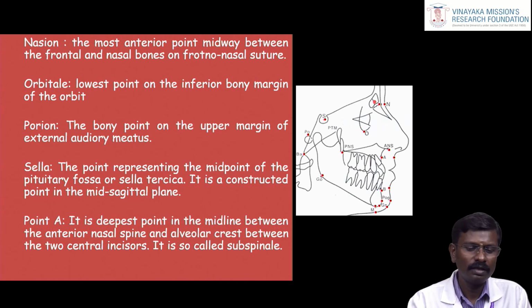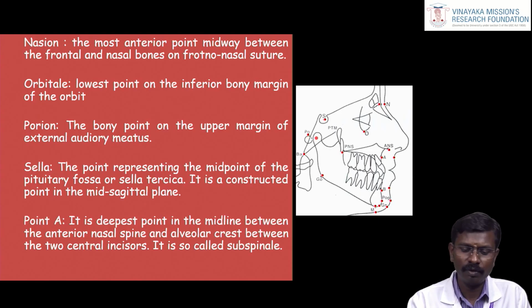This is the nasion. This is the most anterior point midway between the frontal and the nasal bone at the frontonasal suture. The orbitale is the lowest point on the inferior bony region of the orbit, this one. Porion, the bony point on the upper margin of the external auditory meatus, the ear.